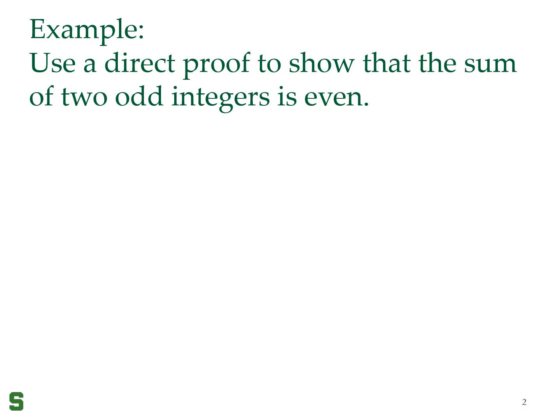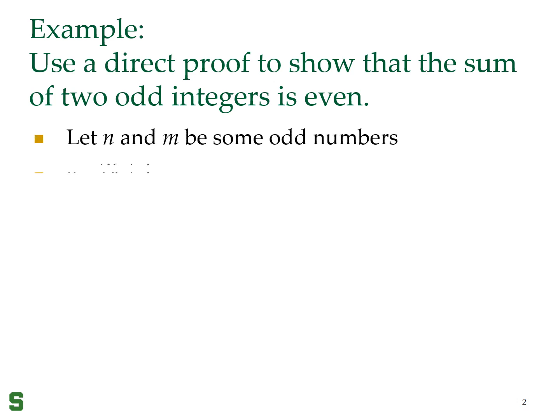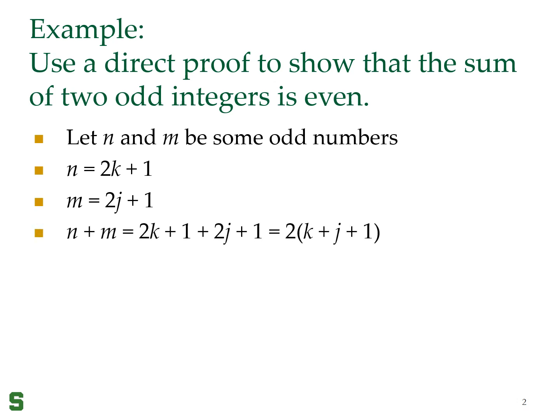Let's look at one more example. Use direct proof to show that the sum of two odd integers is even. Let n and m be two odd numbers. The fact that they're odd means that n is of the form 2k plus 1, m is of the form 2j plus 1. So if I do n plus m, I can write it as 2 times something that happens to be an integer, and that means n plus m is even.